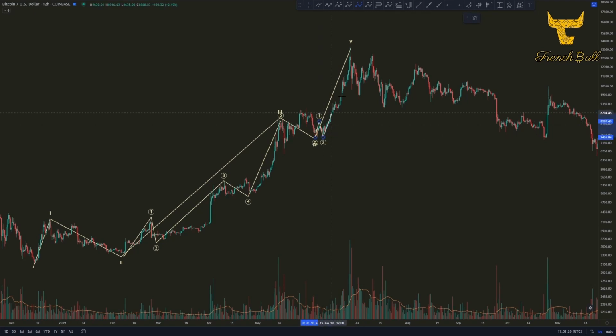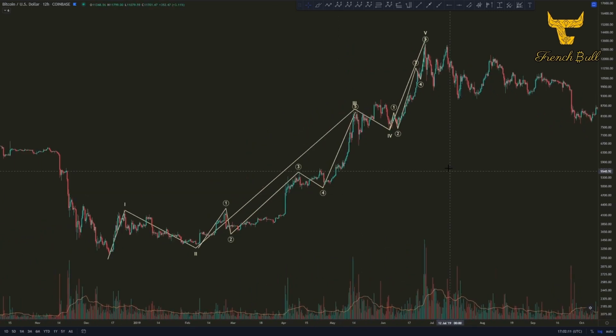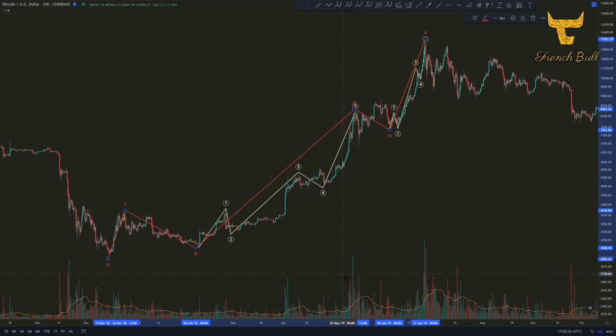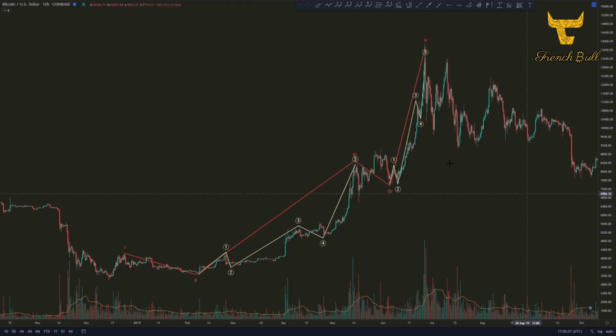And the same here, 1, 2, 3, 4, and 5. So you can already see that there are some guidelines that are not respected, because wave 3 here, that we can put in red for example, is lower than what we see for wave 5. And wave 5, if we don't put it in log, seems quite large compared to wave 3.